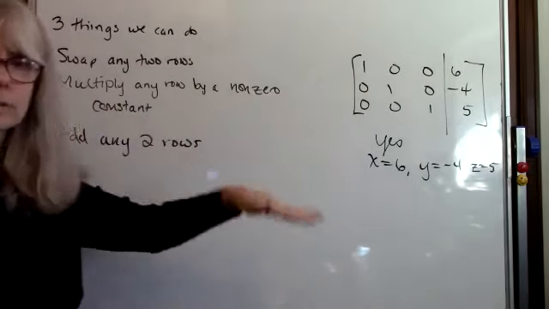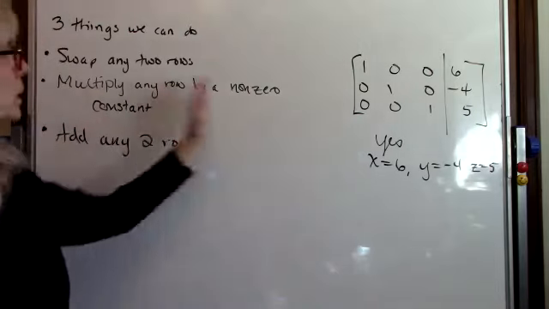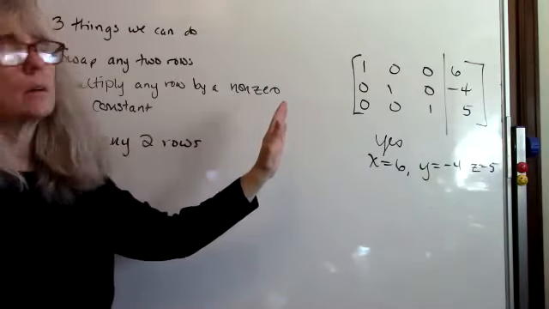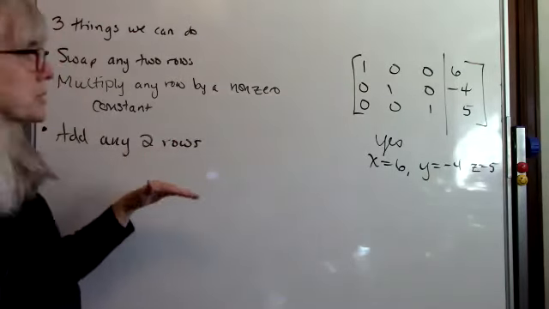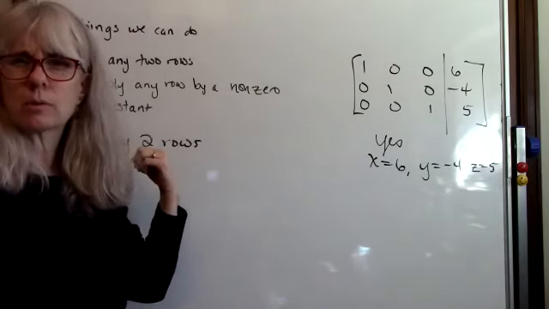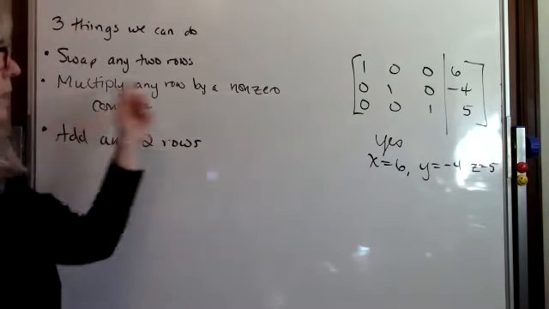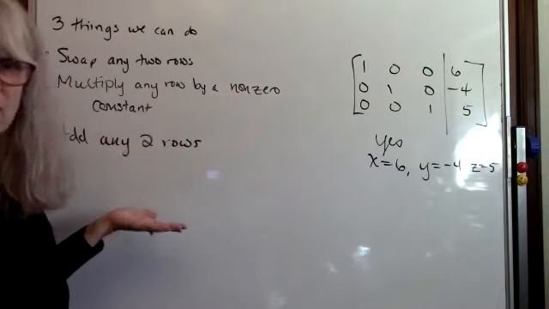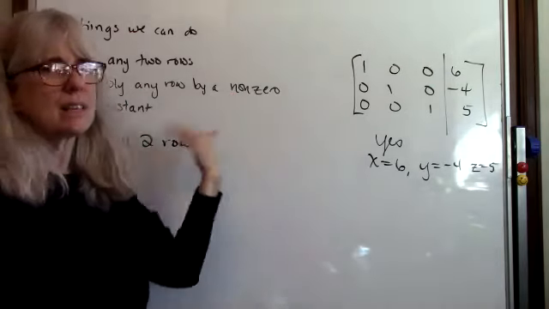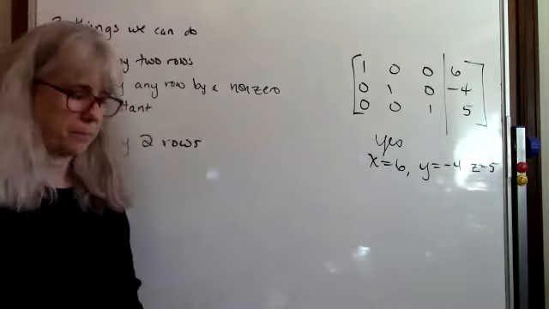Okay, so those are the things we can do. We can swap 2 rows. We can take a row and multiply it by a non-zero constant. We can also add any 2 rows together. And this is what we were doing when we were doing the elimination method. Didn't we multiply a row by something and then add the rows together? So it's the same thing we've been doing. It's just written a little bit differently.